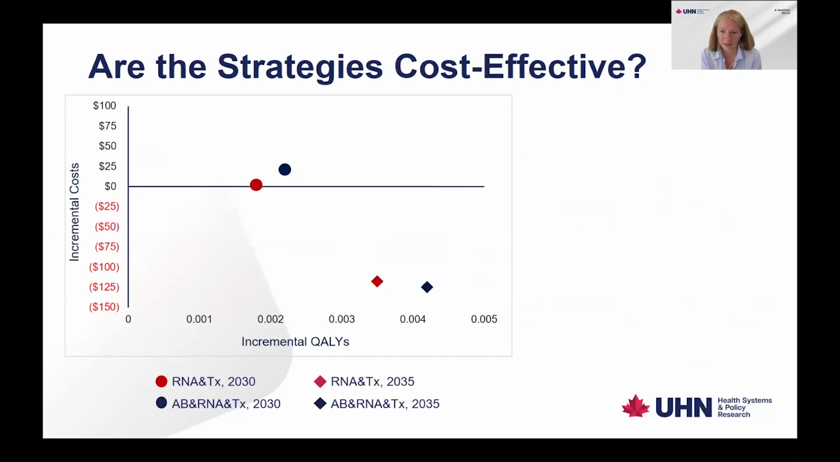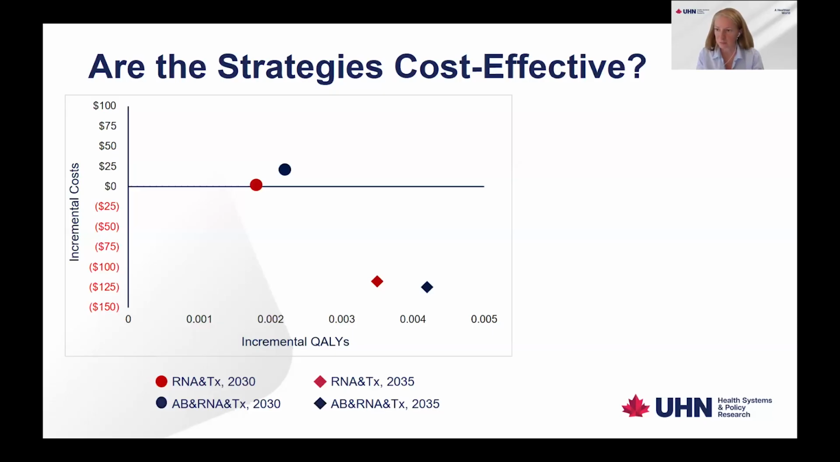Okay, so next slide. Now we're talking about cost effectiveness. In this figure, we're looking on the horizontal axis at incremental quality adjusted life years gained. What that means, in comparison to our status quo, is how many extra quality adjusted life years we gain per person in the 100,000 population that we modeled.